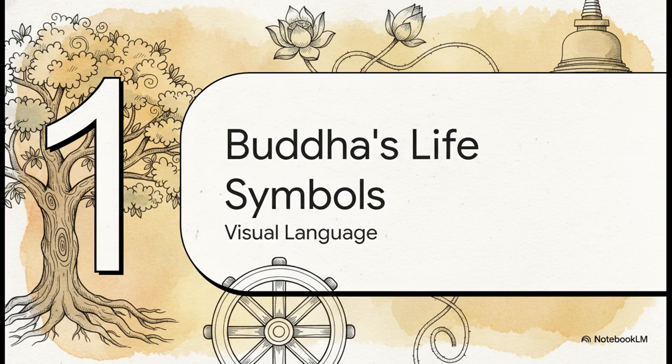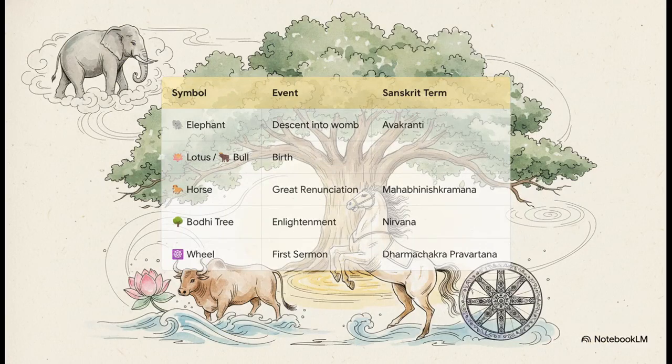Okay, first up, decoding Buddha's life symbols. It's all about understanding the visual language of Buddhist history. See, in Buddhist tradition, major life events are shown through these really powerful images. And you need to know this visual language, and I'll tell you why. It's not just for history. This stuff pops up all the time in art and architecture questions, and those are marks you don't want to miss. Now, this table connects all the dots for us.